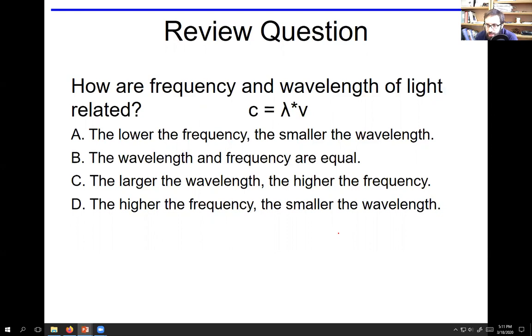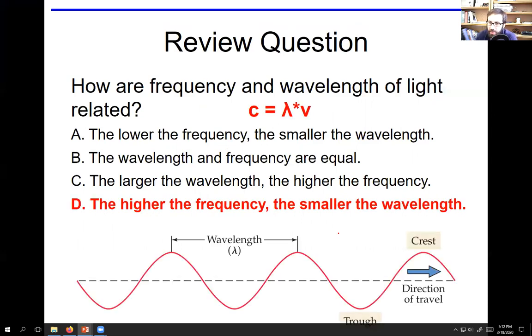The wavelength and frequency are equal. The larger the wavelength, the higher the frequency. The higher the frequency, the smaller the wavelength. Okay? The answer is the higher the frequency, the smaller the wavelength, right? Higher frequency, that means smaller wavelength. That means more energy, okay? That means more blue on the color spectrum. It's going, okay, more energy.